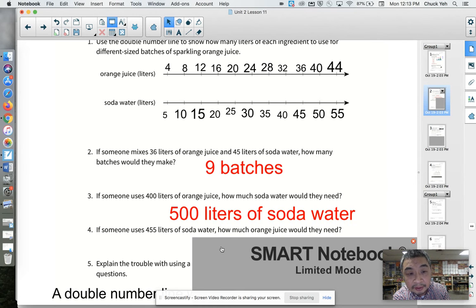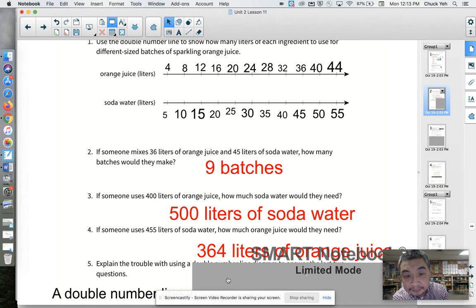If someone uses 455 liters of soda water, how much orange juice would they need? So kind of like the same thing with the top. You divide 455 by 5. Whatever that answer is, you multiply by 4. Okay? So I think 455 divided by 5 is 91. And then take that times 4. What'd you get? So 364.